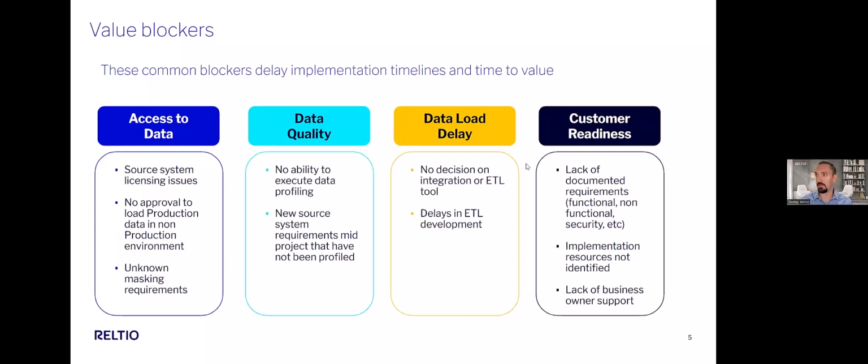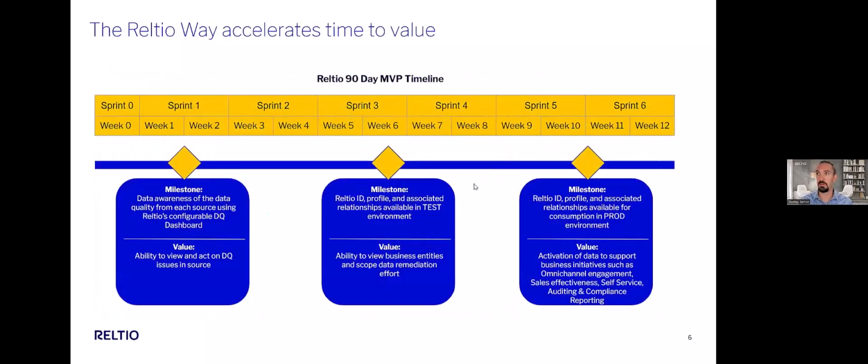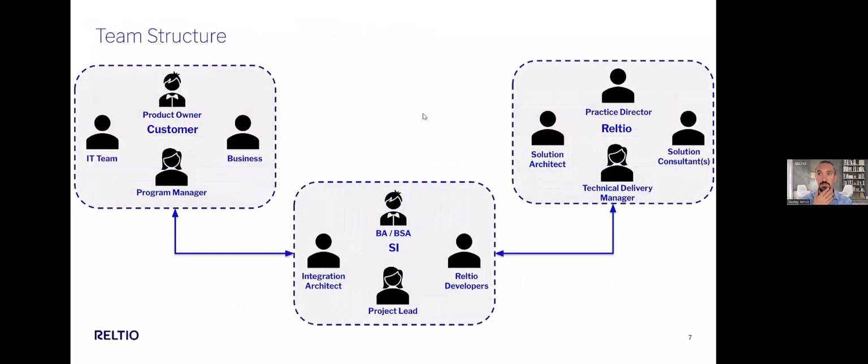And then just general readiness: lack of documentation, implementation resources wherever they may be, and we'll hit on what those should be in a moment, but not having them ready or not enough time, and then lack of business owner support, a critical one there. Let me jump to team structure quickly here.